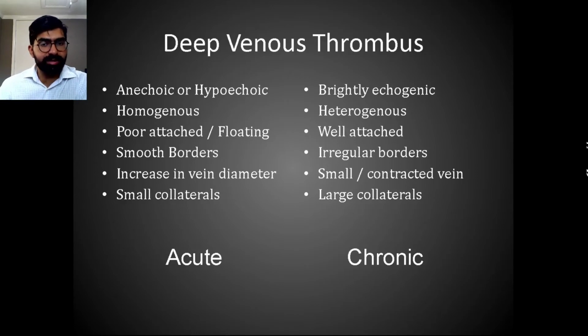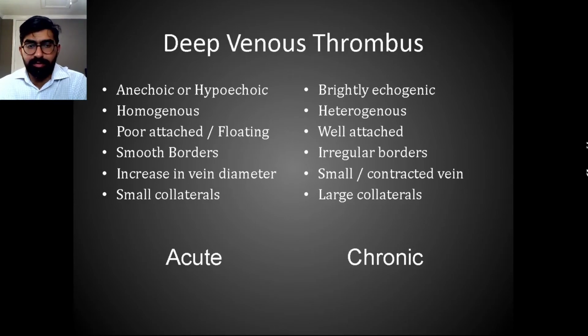And it's for the same reasons why the other findings you see with the chronic DVT make sense. It's brightly echogenic. Why? Because it's been there for a while. There's a chance for inflammatory cells to come in and play a role in scarring some of it down, which is why you also get a heterogeneous appearance of the clot. It is well attached because of the inflammation. The irregular borders can represent several things, sometimes recanalization. Why are the veins small and contracted?